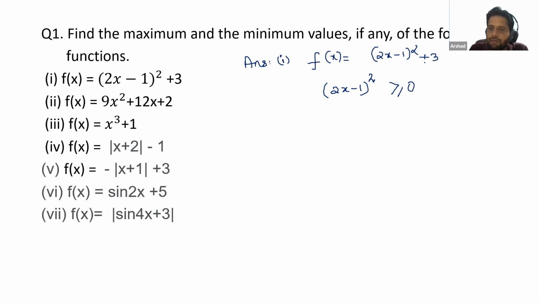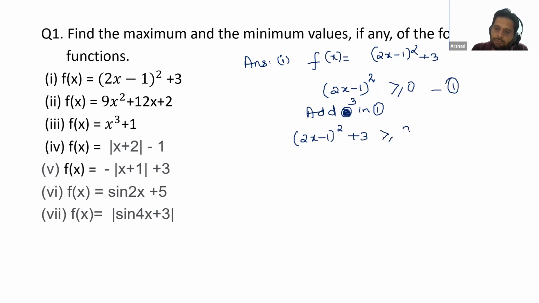Now, as per the question, we have a plus 3 here. So add 3 in first. What you will get? You will get (2x minus 1) whole square plus 3 greater than or equal to 3. So what is this? This is our actual function. f(x) is greater than or equal to 3.